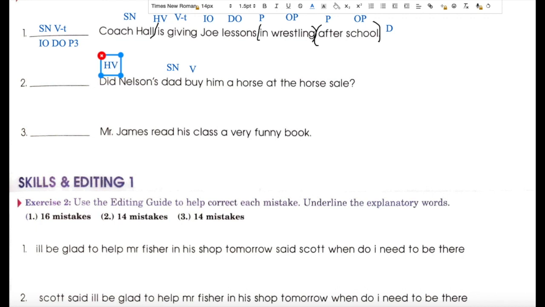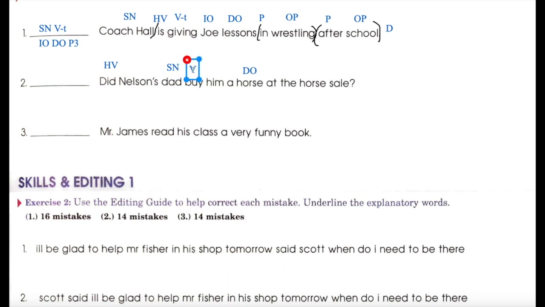Dad did buy what? Horse. If he bought the horse, it's receiving the action. It's a noun. Does it mean the same as dad? No, it does not. It's a direct object. That means buy is a verb transitive. Dad did buy horse for whom? Him. If we're answering for whom, it's probably an indirect object, and it is. It comes in between the verb transitive and the direct object.